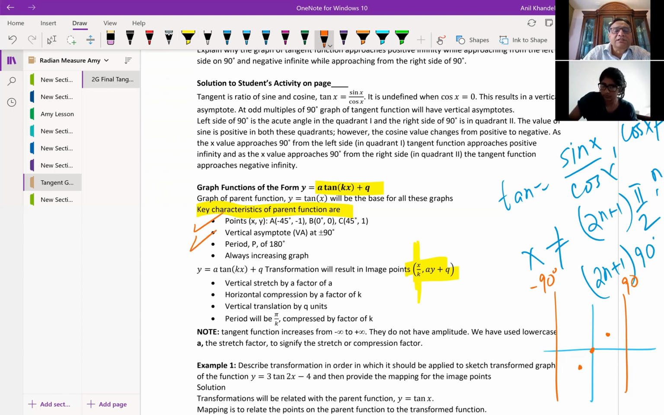And then next is what? Vertical asymptote at minus 90 and 90, which I'm showing here, correct? So this is 90 degrees and 90 degrees plus and minus, because the period is all this. 180 degrees is my period for tan, right? Yeah. And the graph is very simple. The graph is, we are approaching infinitely large value, and there you go, right? So that's the graph which belongs to tan theta. Is that clear to you?